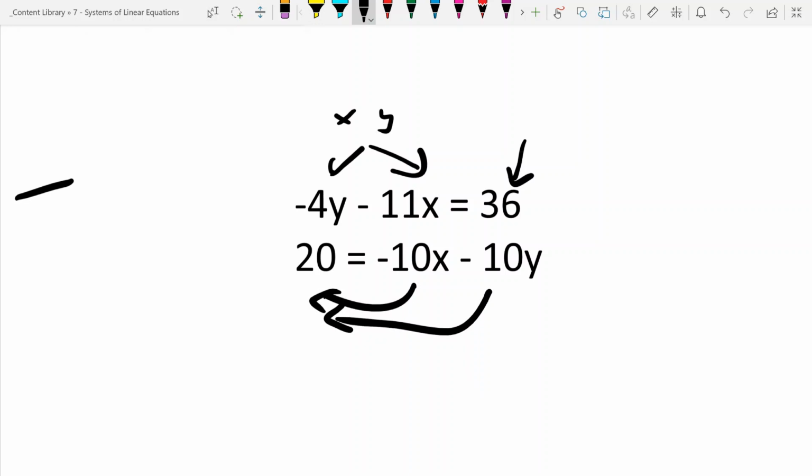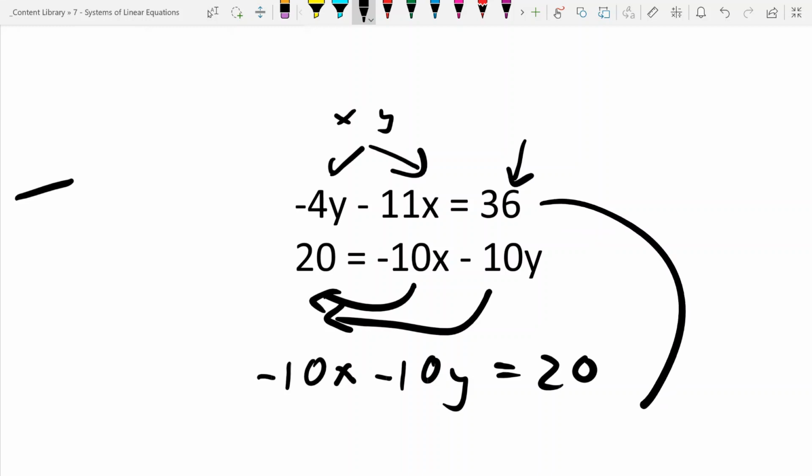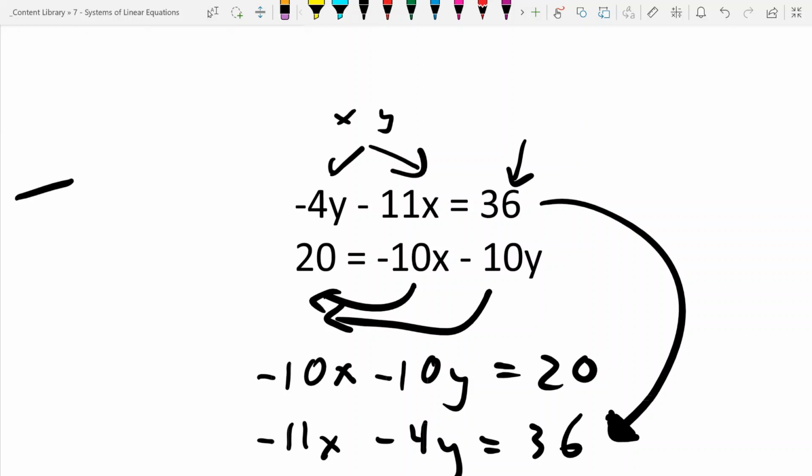So this equation would become negative 10x minus 10y equals 20. I just flipped the equation so it's the other way. Let's rewrite this one so it's in xy order as well, so it matches. It's going to be negative 11x minus 4y equals 36. So now let's double check, is everything lined up? We've got x's, we've got y's, we've got numbers, so we're good.